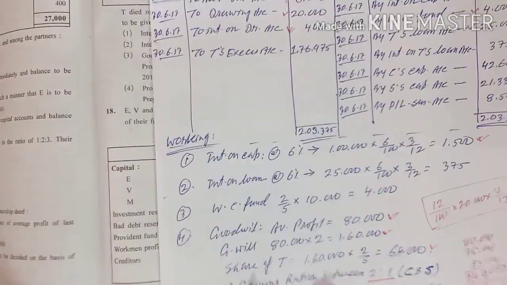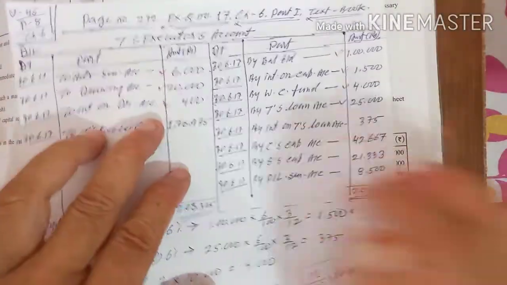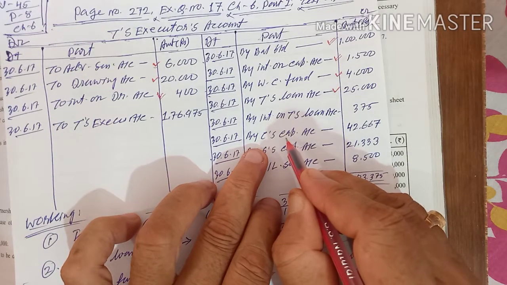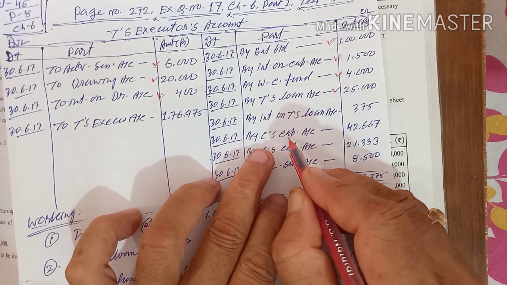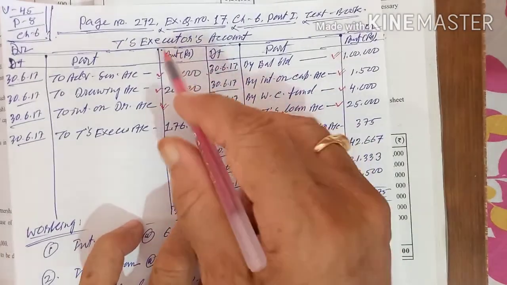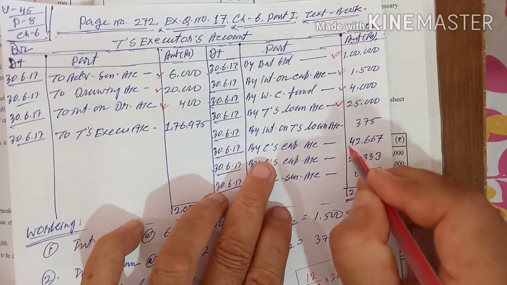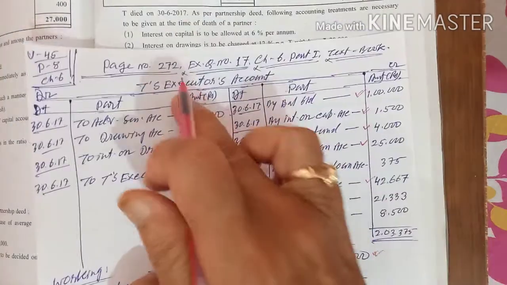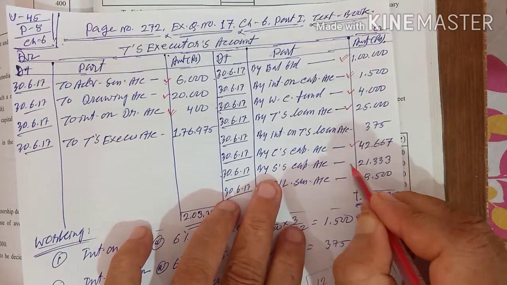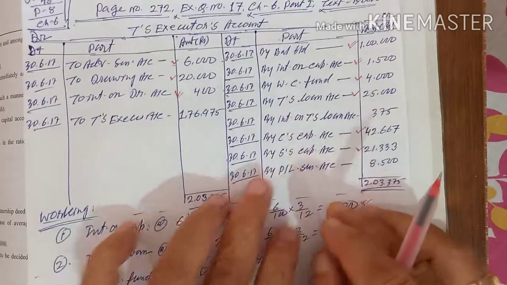So the journal entry is given: C's capital account debit, and it is credited to T's capital account. Debit C's capital account, credit T's capital account by C's capital. So T's executor's account will be credited this much from C and this much from S.